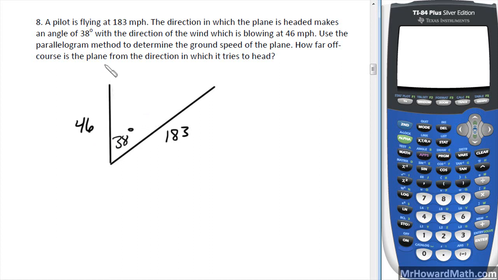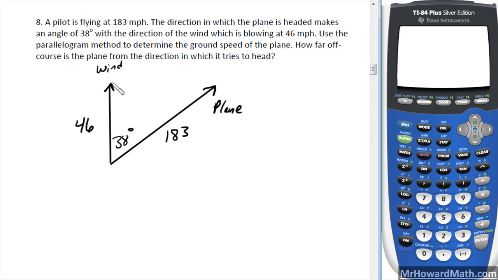So now we have the wind. I'm going to put a W here for this one, wind, and then I'm going to label this one plane so we know what we're talking about here. So 46 miles per hour for the wind, 183 miles per hour for the plane, so those are the magnitudes of the vectors, and those are separated by 38 degrees. So I have my two vectors.